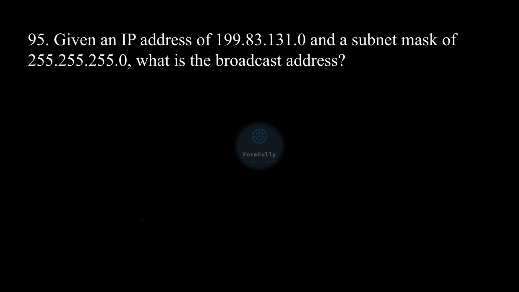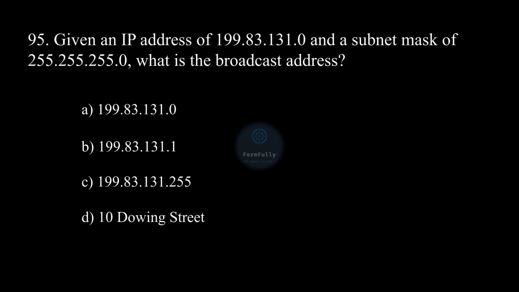Given an IP address of 199.83.131.0 and a subnet mask of 255.255.255.0, what is the broadcast address? Options are as below. Among the given options, option C is the correct broadcast address for the given IP address and subnet mask. In a subnet with this subnet mask, the last octet is used for host addressing. The network address represents the first address within the range and the broadcast address represents the last address.